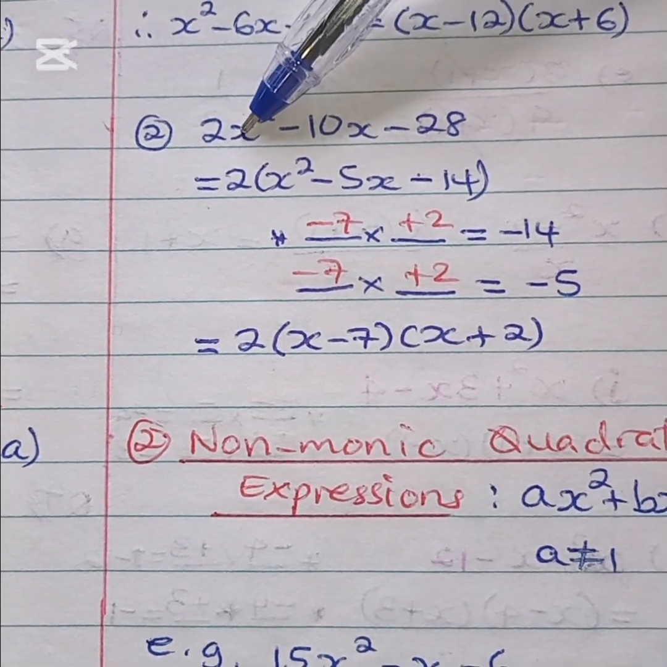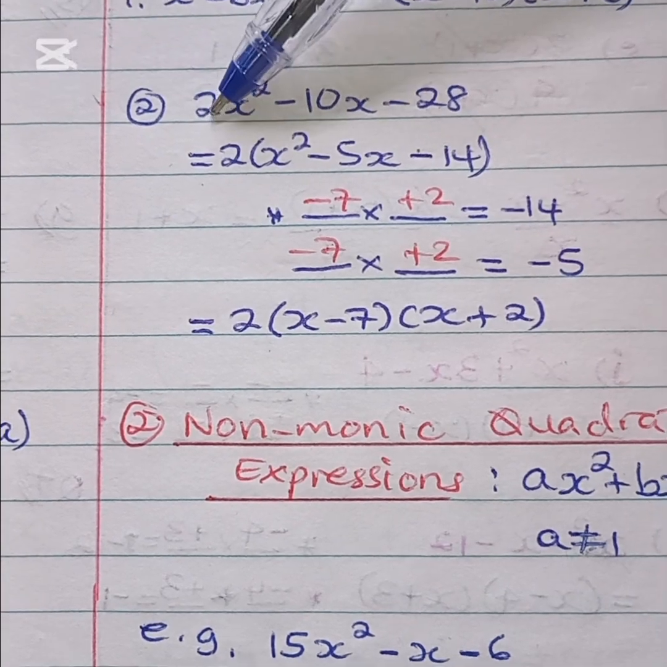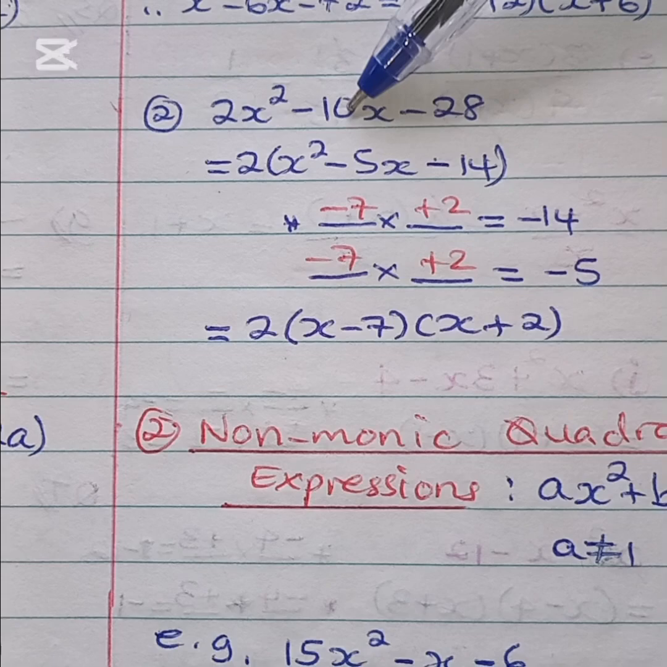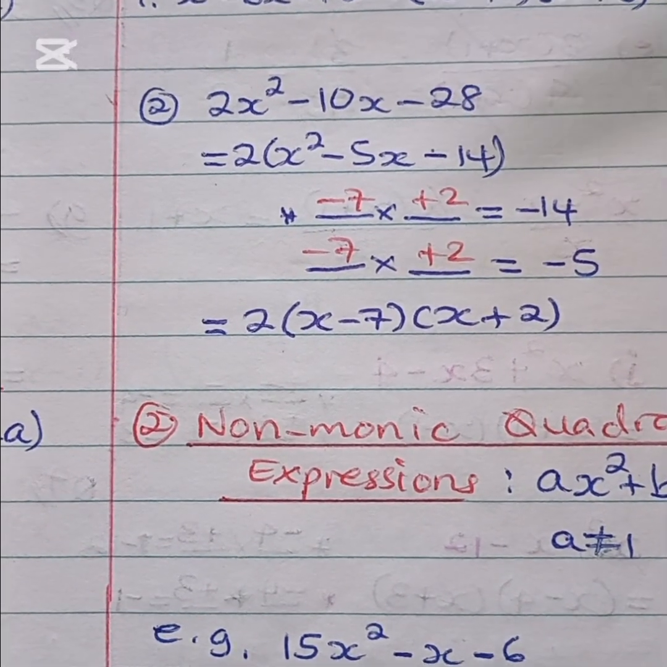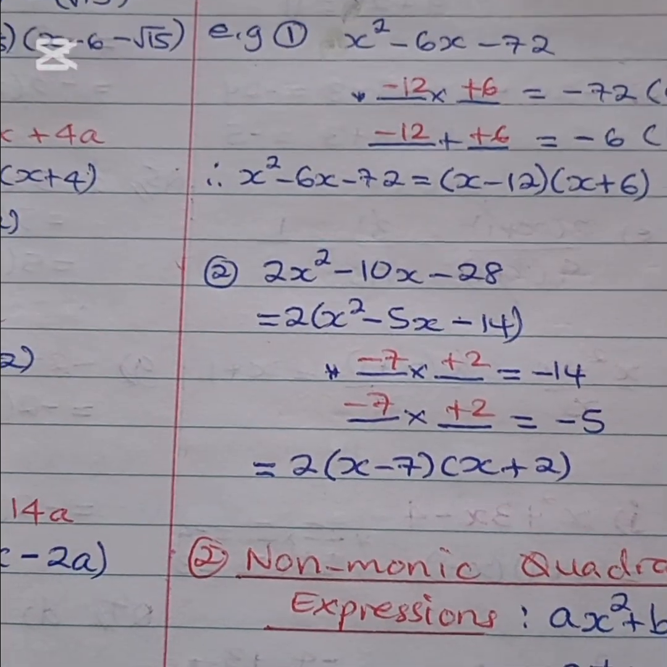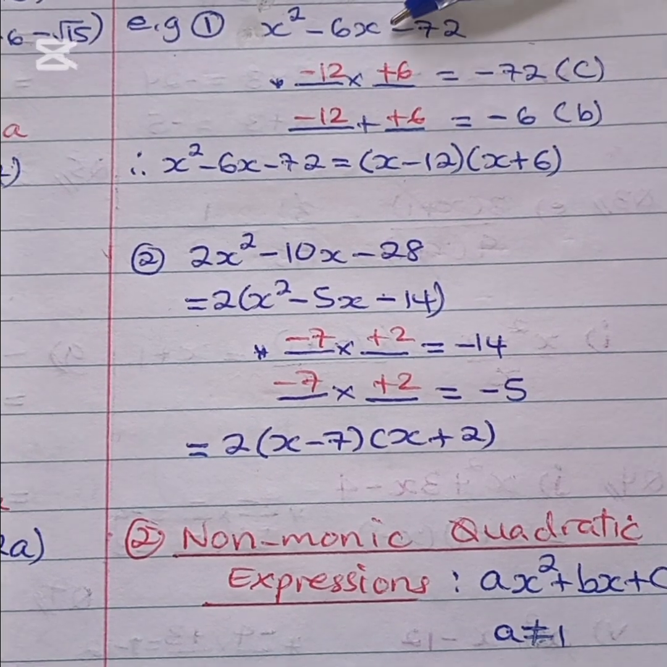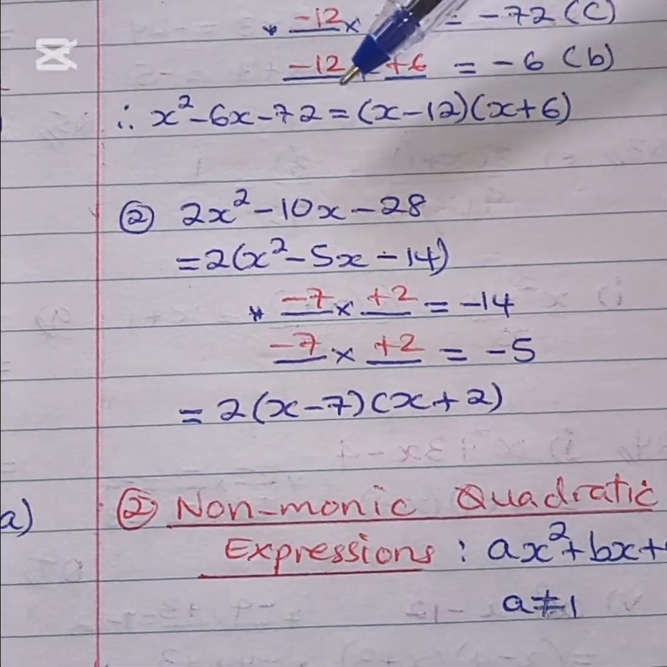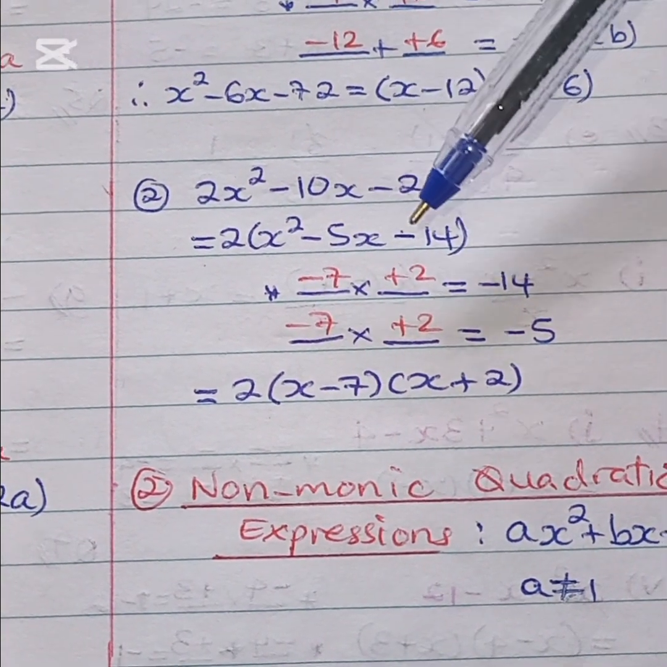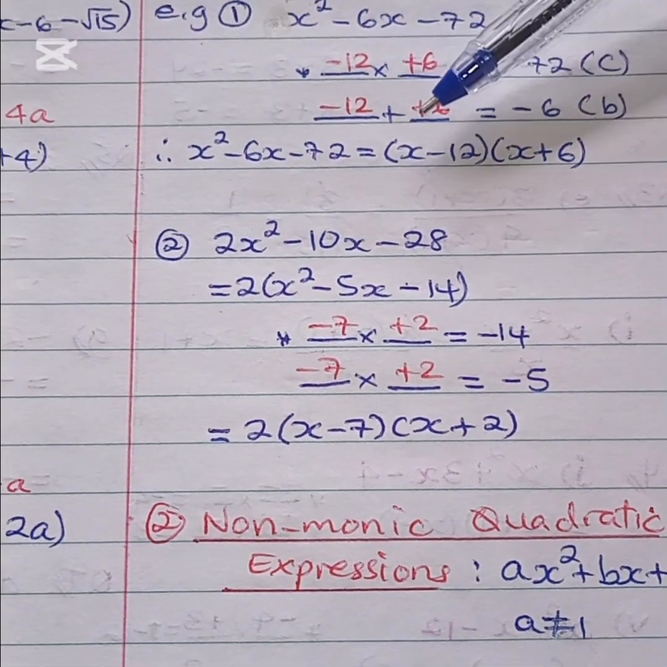This example is a non-monic one because the value of a is 2. Now, you can check out these numbers a, b, and c to see if they have a common factor. As we have seen before, the monic expression is very easy to factorize by just finding the factors of c. So if you see a non-monic expression, try to see if you can manipulate it and make it become a monic, which is easy to solve.